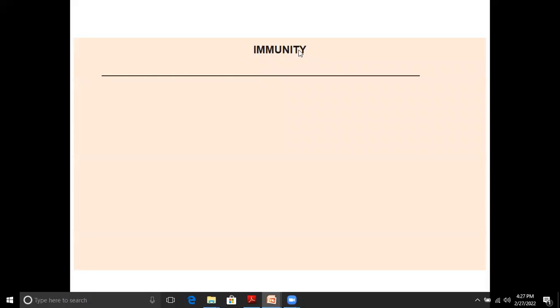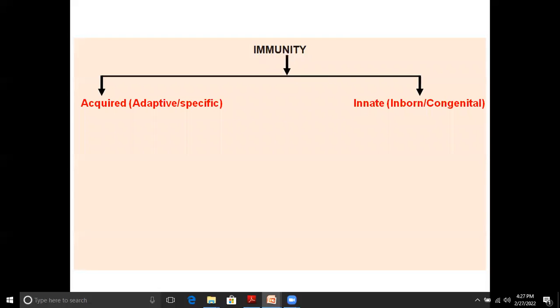We have completed the discussion on innate immunity. Now we will discuss what is meant by acquired immunity. As I told you earlier, immunity is of two different types: acquired immunity as well as inborn immunity, that is innate immunity. About innate immunity, we have discussed in detail the four different barriers in our earlier lecture, whose link is given in the description.